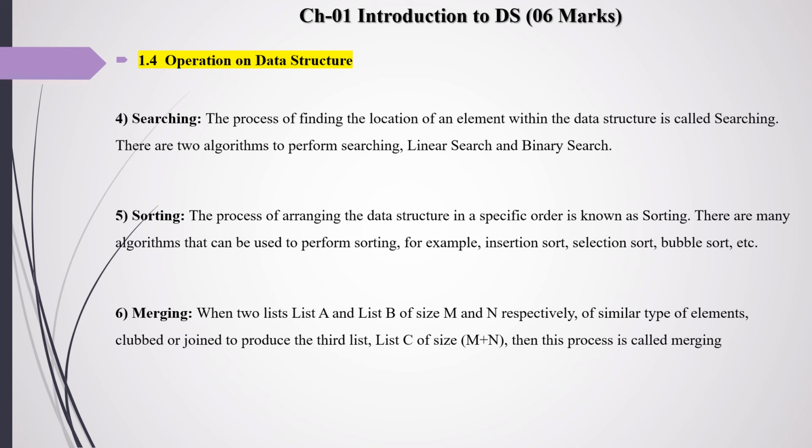Then the last operation is merging. When two lists, list A and list B, of size m and n respectively, of similar type of elements, are joined to produce a third list C of size m plus n, this process is called merging. So simply, joining or adding two data structures is called merging, but there is one requirement to perform the merging operation: the elements are of similar type. So these are the various operations on data structure. Many times a question is asked.